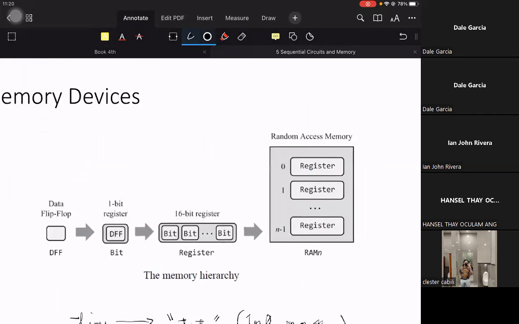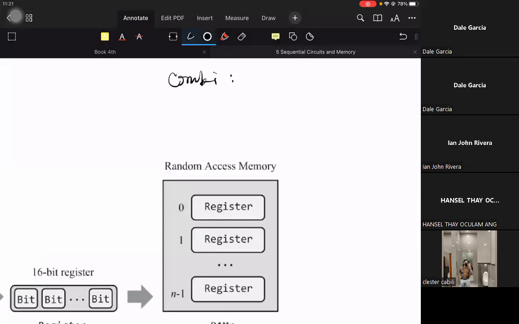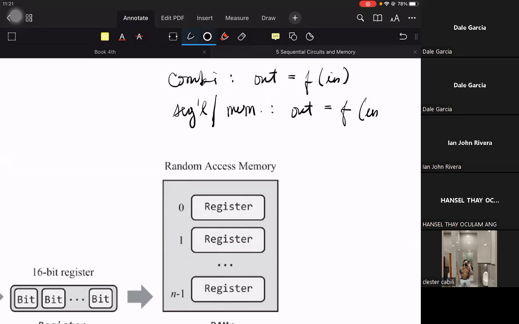So for the combinational logic circuit, just like the ALU, output is a function of the input. Whereas for sequential or memory devices, the output is a function of not only the input, but also the state. That is, the current state. Okay?